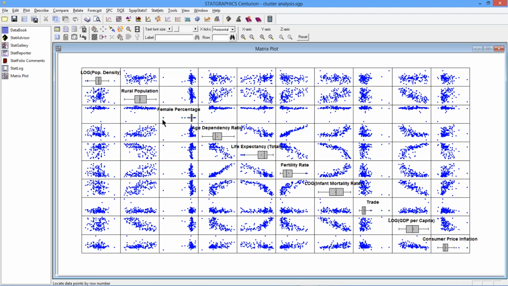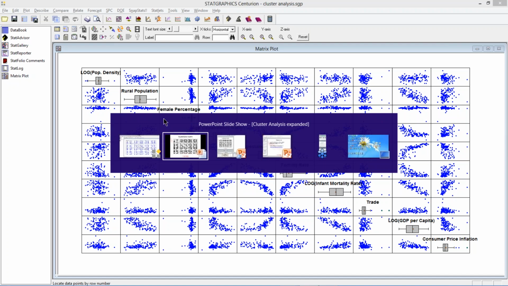You can also see some fairly dramatic outliers. Up here you see a plot of female percentage, and there's one country in the world, Qatar, that has a very, very small percentage of females. I believe they bring a lot of males into the country to work. And you'll see that the cluster analysis will fairly quickly point out some of the outliers in our data set.